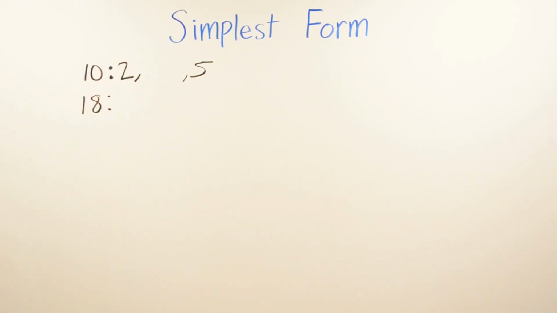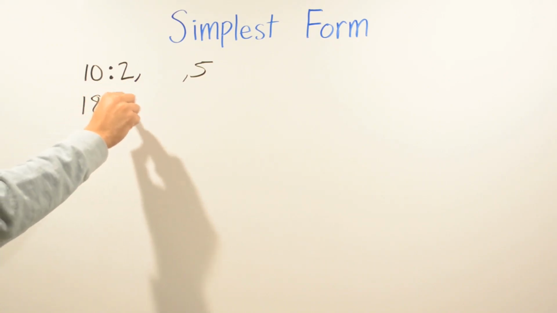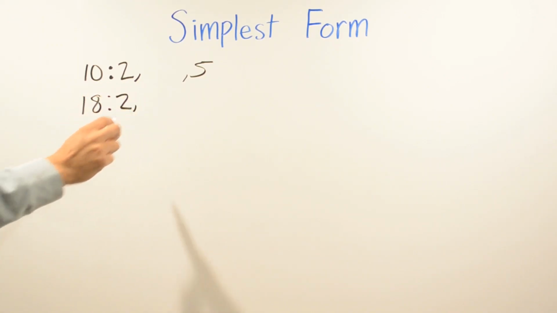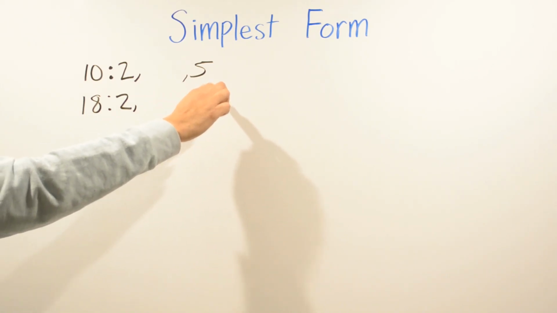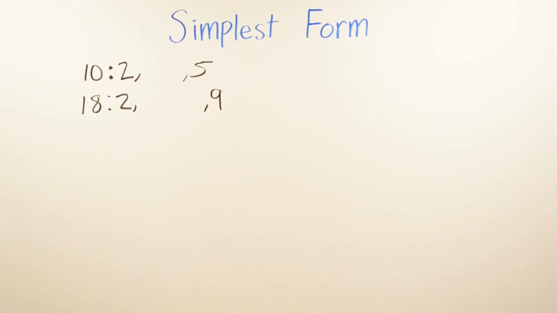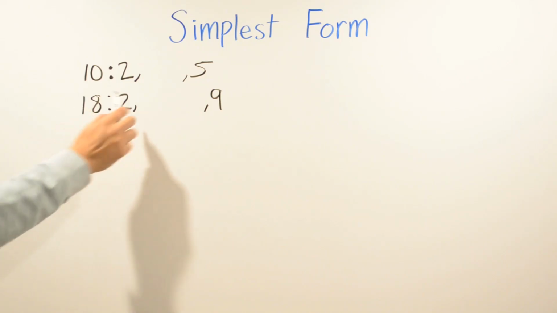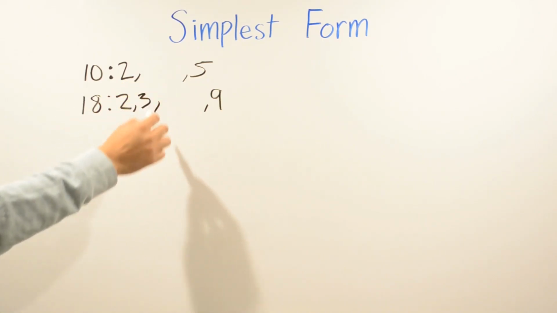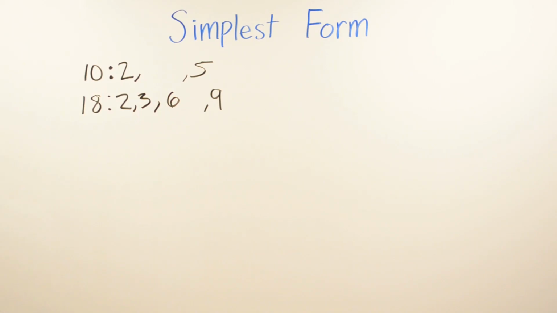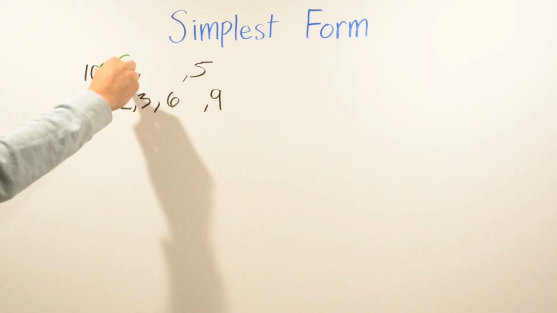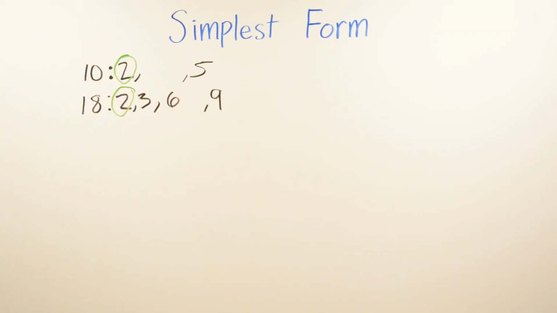Let me go ahead and do 18. Start with 2 first, comma, and then we can put 9. Then we see what other number goes into 18. We say 3, because 3 times 6 is going to give us 18. So then we're going to see which one is the greatest common factor, and in this one it is going to be 2. That's the only number they share.